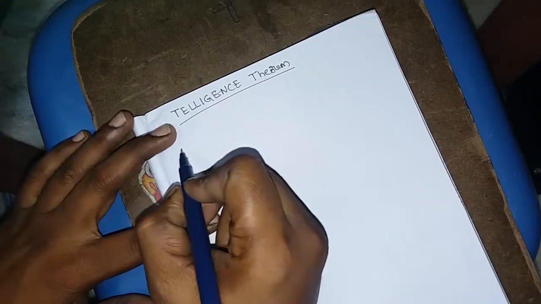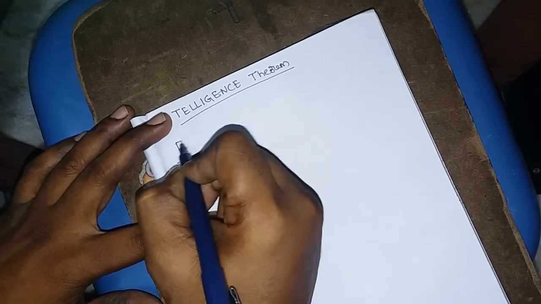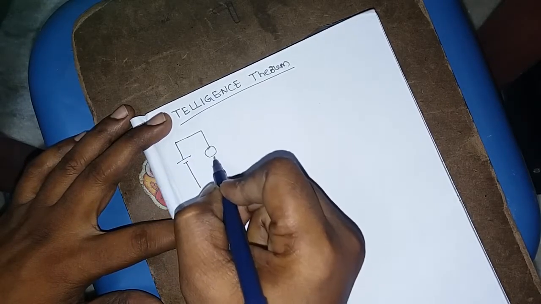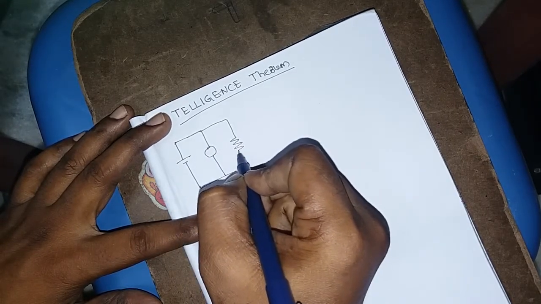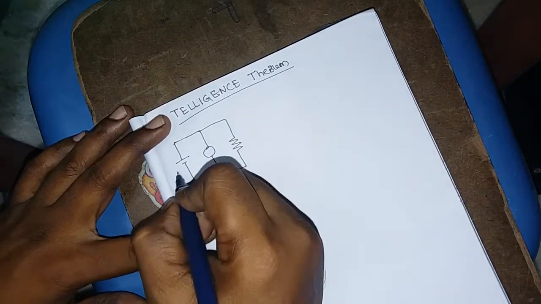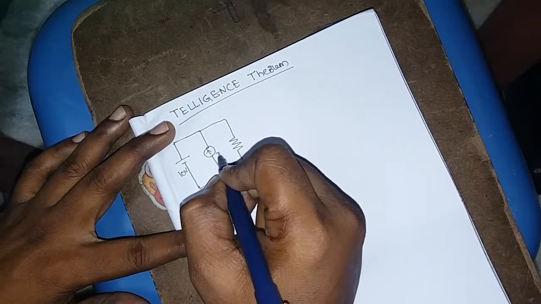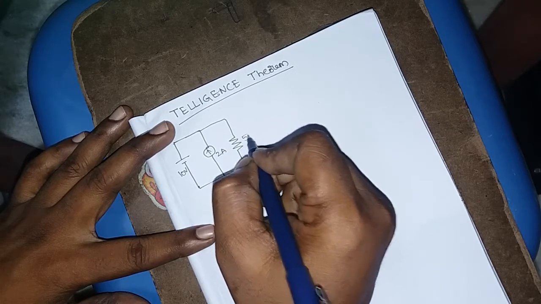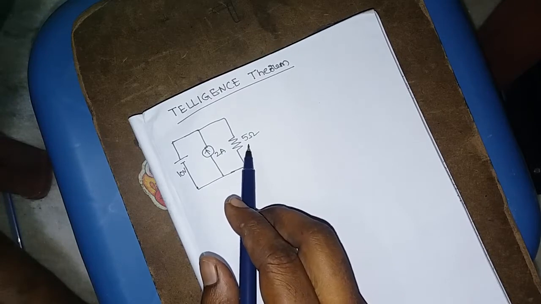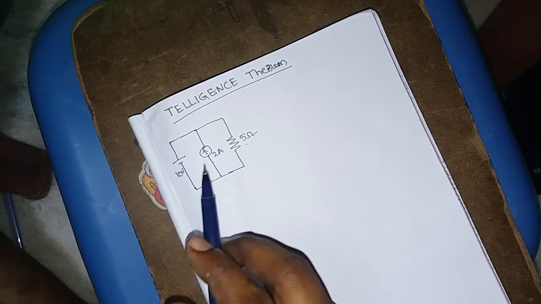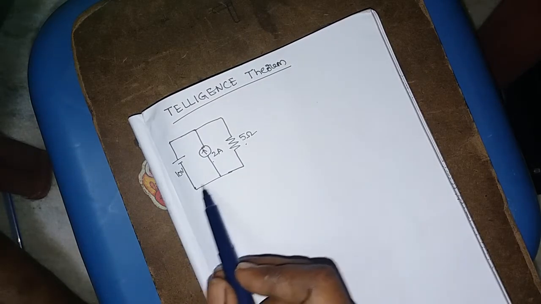Suppose I have one circuit like this. This is a very simple circuit which contains one voltage source, one current source and one resistor. Let us assume the value of resistance is 5 ohms, the value of the current source is 2 amps, and the value of the voltage source is 10 volts. These three are connected in parallel.